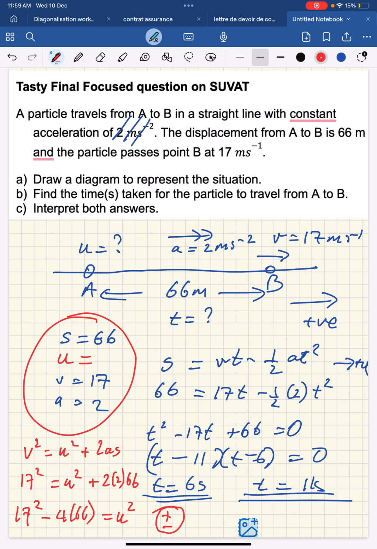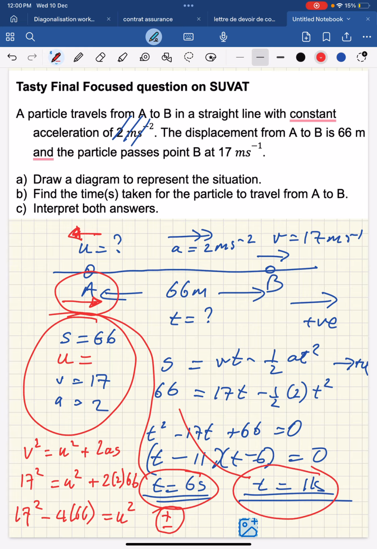So t equals 6 seconds and t equals 11 seconds correspond with these initial velocities for the particle, okay? So for 6 seconds, we can assume that the particle is traveling already in the direction A to B. And for 11 seconds, we can assume the particle has a negative velocity. But when it goes this way, it slows down to 0, and then it loops back on itself, and starts going in the other direction.